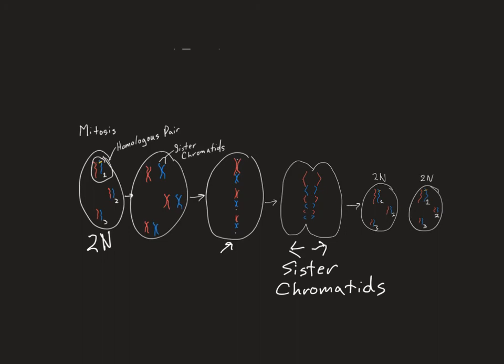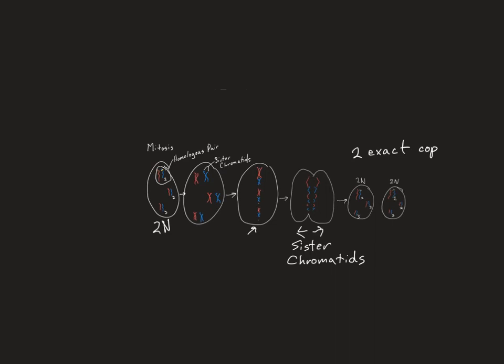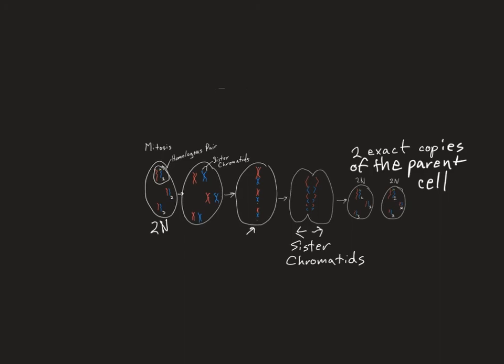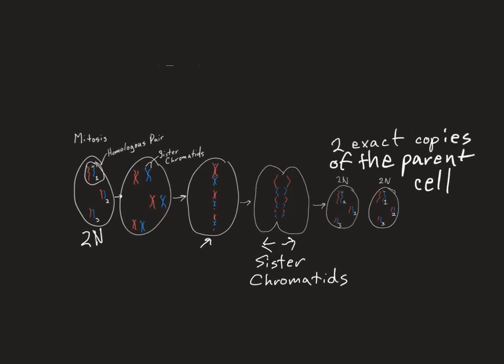And last but not least, what is produced at the end of mitosis? 2 exact copies of the parental cell. And this is good because mitosis, as we've discussed, is how we just make more cells to grow or replace tissue. So we don't want changes. We want just exact copies of the cells that we already have.